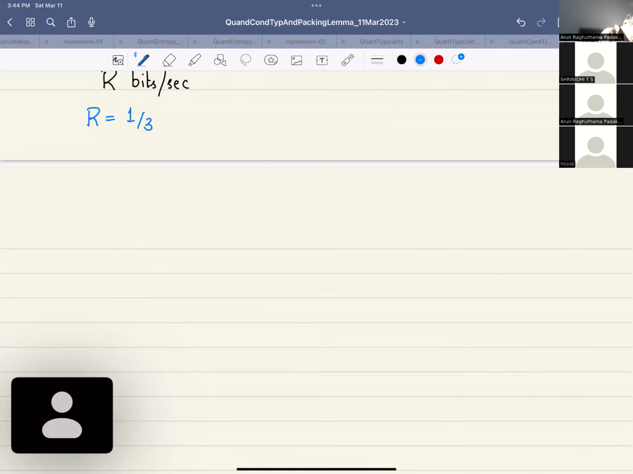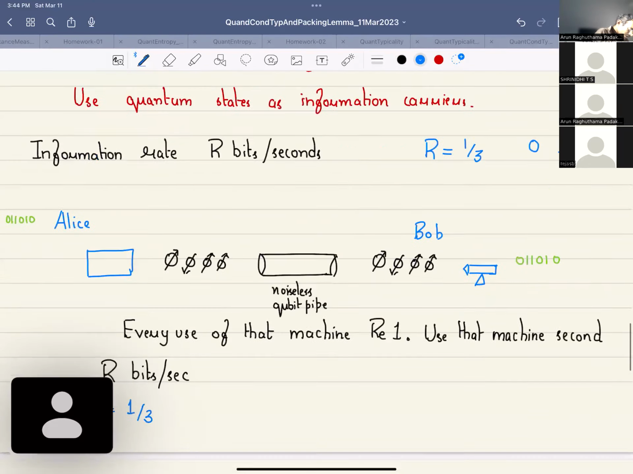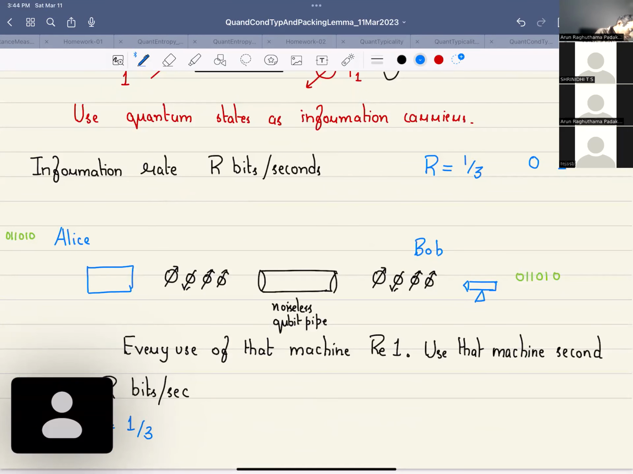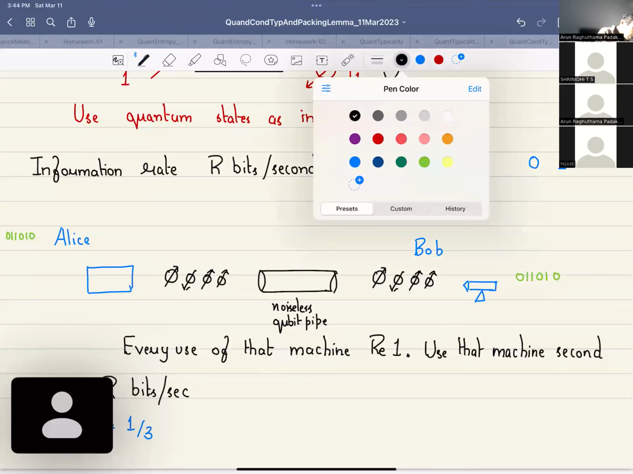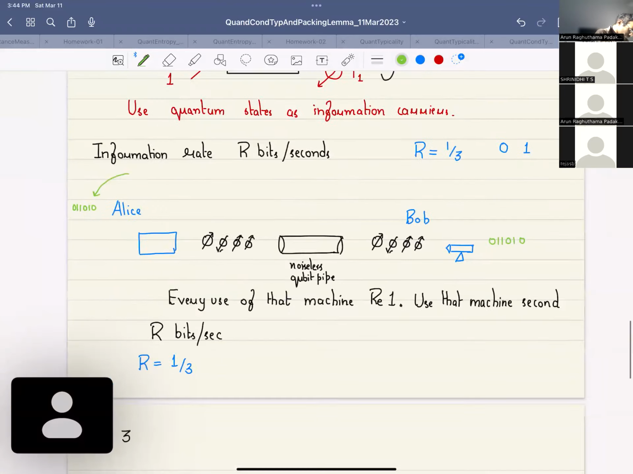So let's understand. After 3 seconds, you have to decide what to send, and this entire apparatus and the states rho 0, rho 1, everything is known to Alice and Bob. The only thing that is not known to Bob is the actual realization of the information bits. Okay, is the setup clear?